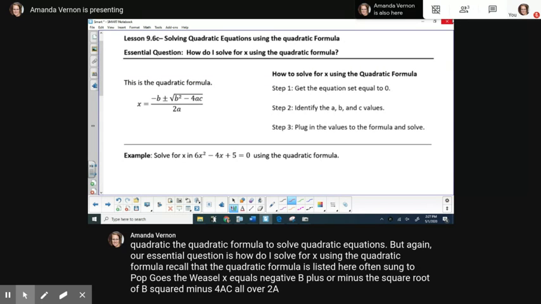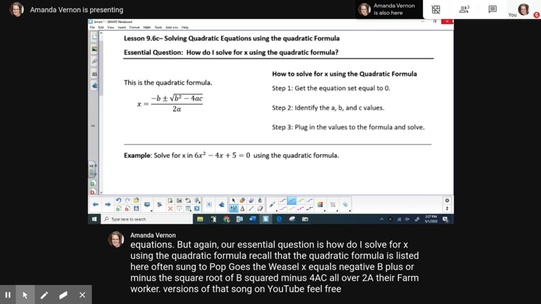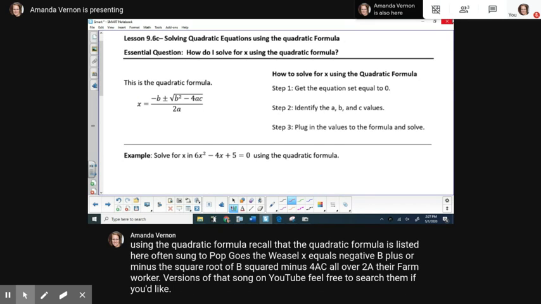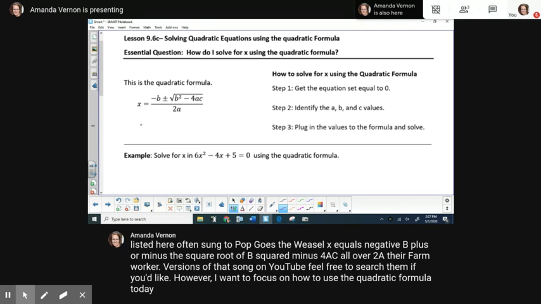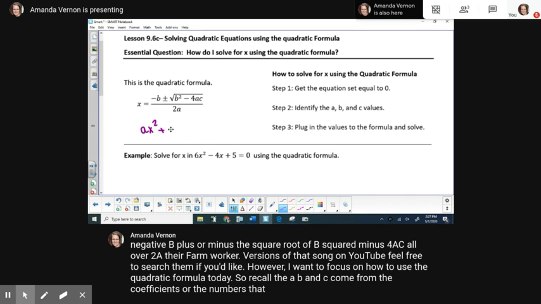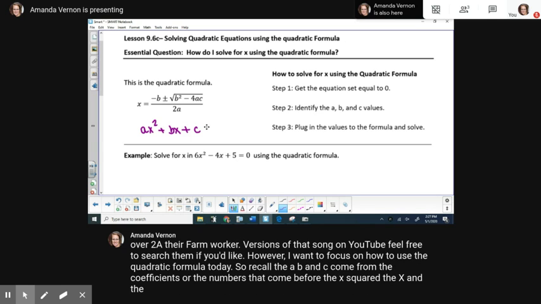There are far more current versions of that song on YouTube. Feel free to search them if you'd like. However, I want to focus on how to use the quadratic formula today. So recall the a, b, and c come from the coefficients, or the numbers that come before the x squared, the x, and the c term.